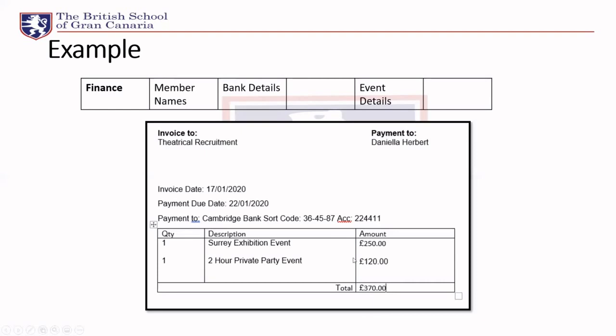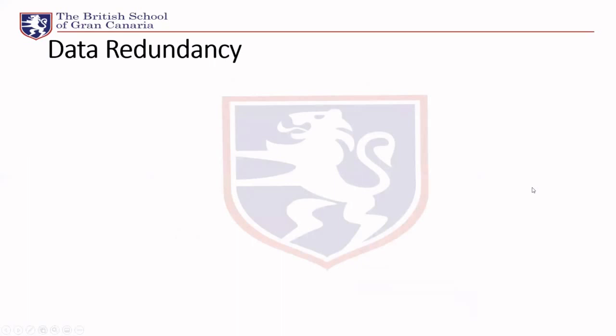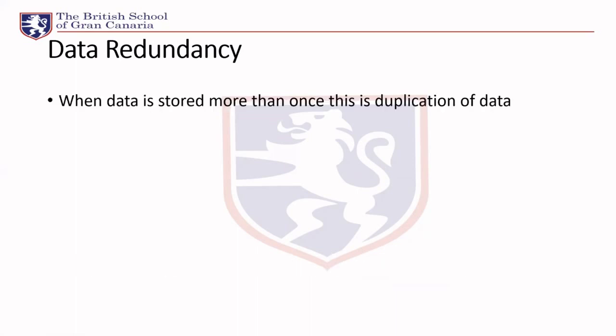So they need this detail here so they can pay that amount of money into her account. It's as simple as that. Now, data redundancy. Not all data is useful, particularly when it's being duplicated. When data is stored more than once, this is simply a duplication of data.